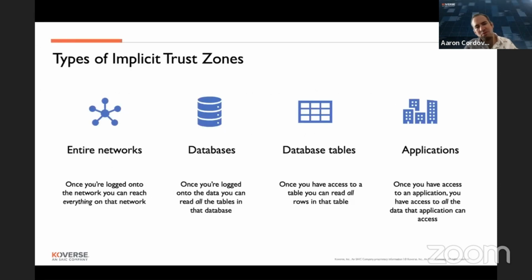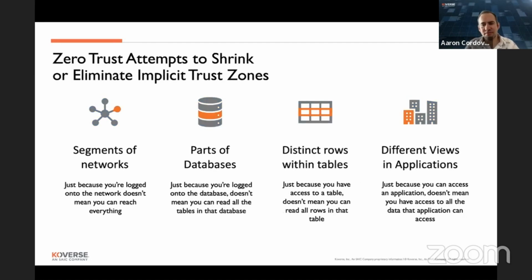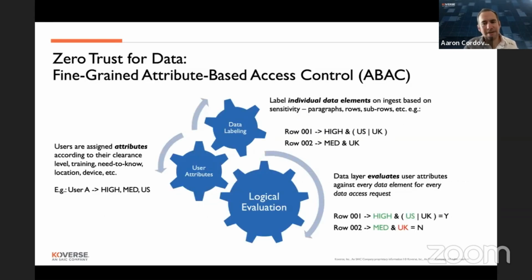I kind of talked about what implicit trust zones look like, and what we mean when we shrink those implicit trust zones means that data is protected at the level where it varies in terms of sensitivity. So if data varies from row to row in terms of sensitivity, then data is protected at the row level. If data varies from application to application in terms of sensitivity, then that's the level that we control the access of those applications. And I mentioned something called attribute-based access control.